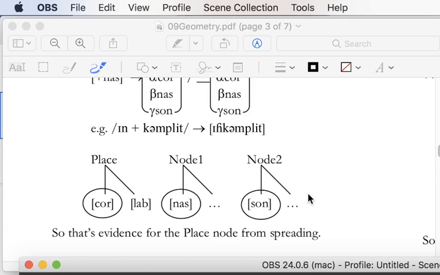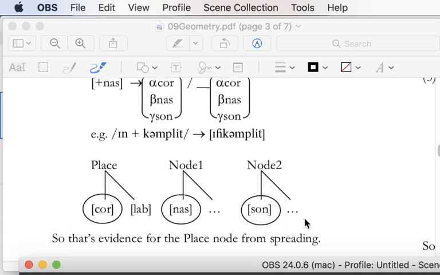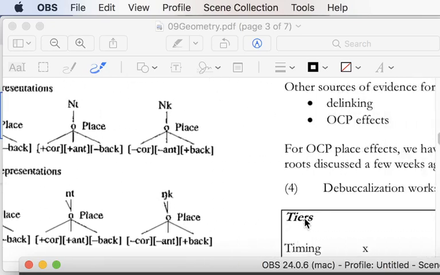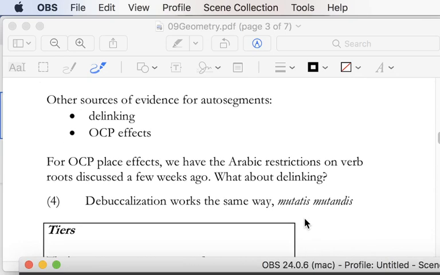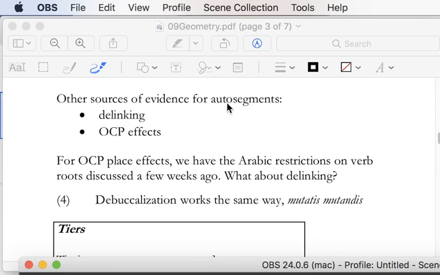So taken together, this is evidence from spreading that place features, major place features, pattern as a single unit to the exclusion of other features in a way that, say, coronal, nasal, and sonorant do not. In other words, this is evidence for the place node or the place constituent, and that evidence comes from spreading. Now, McCarthy mentions 2 other sources of evidence. Oh, and I've written here for autosegments. That is a typo. These are other sources of evidence for featural constituents, that is, for feature geometry nodes, not for autosegments. Sorry, this was wrong.